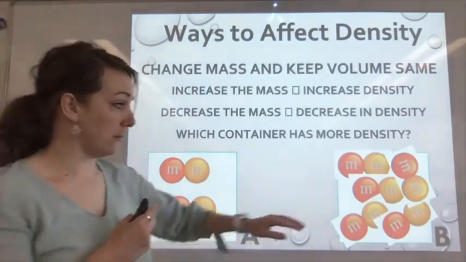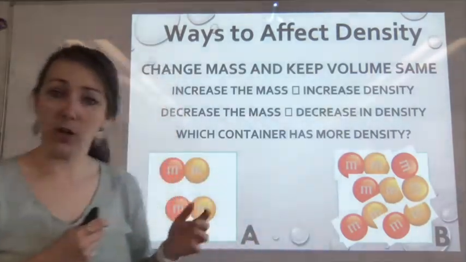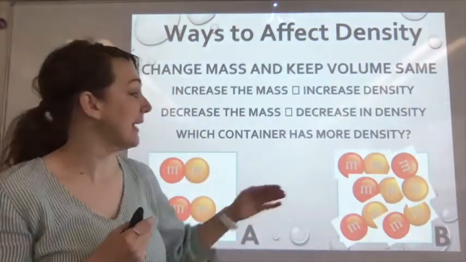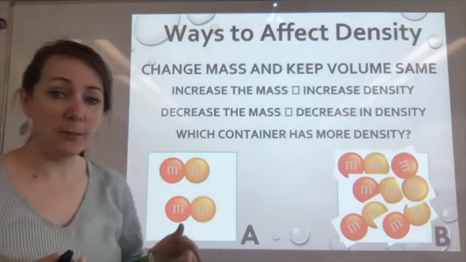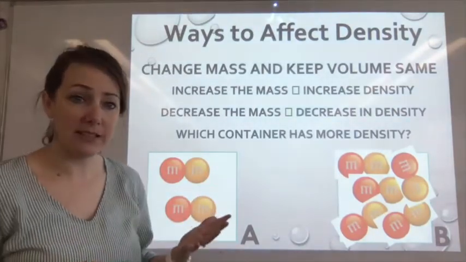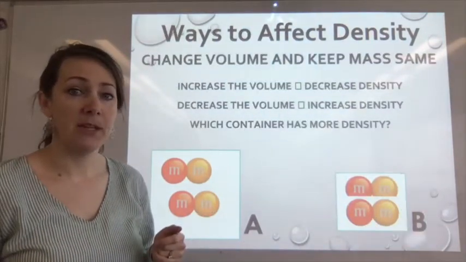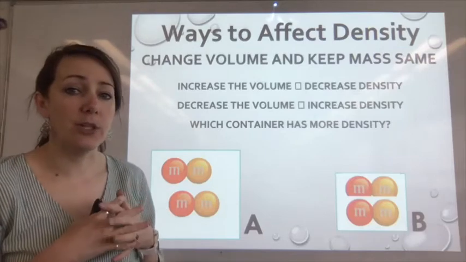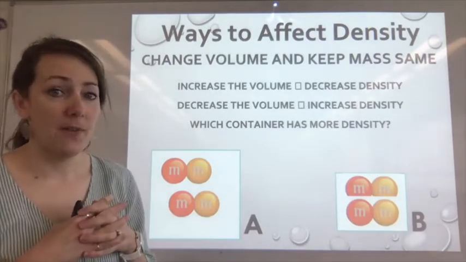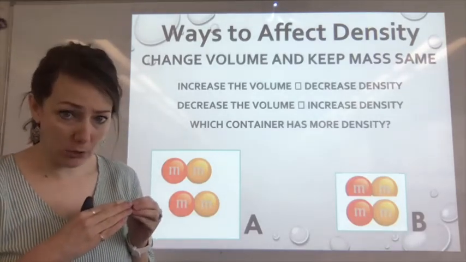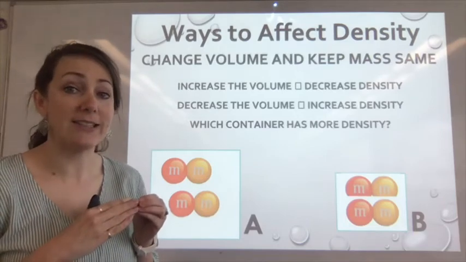If you chose B, you are correct. We have increased the mass by adding more M&Ms to the box, so therefore the density is going to be greater. We can change the volume and keep the mass the same. So if you increase the volume, you are going to decrease the density.